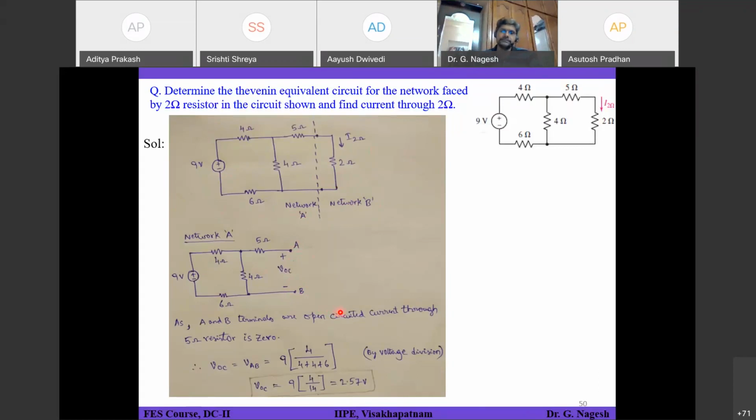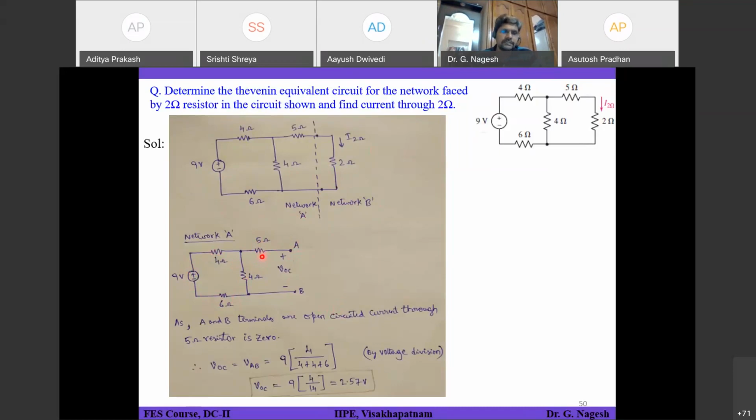Okay. So the first point is it is open circuit. A, B terminals are open circuit. That means no current is flowing from A to B. When no current is flowing from A to B, that means there is no current flowing through the 5 ohms resistor in your circuit. The current flowing through the 5 ohms resistor is 0. So the entire current will flow through this 4 ohms and this 6 ohms. So your 5 ohms is also like not present in your circuit because no current is flowing through that.